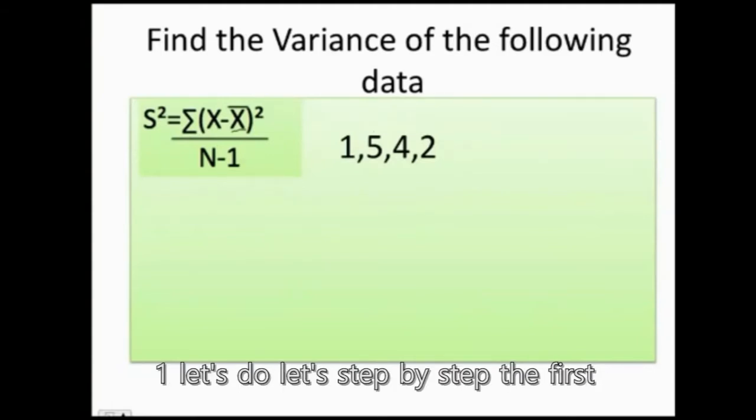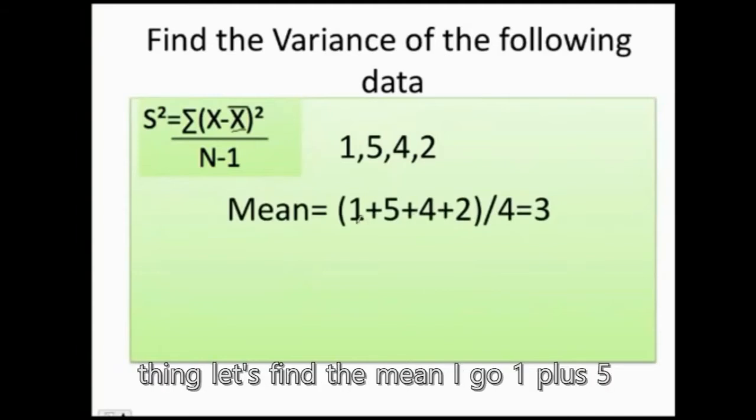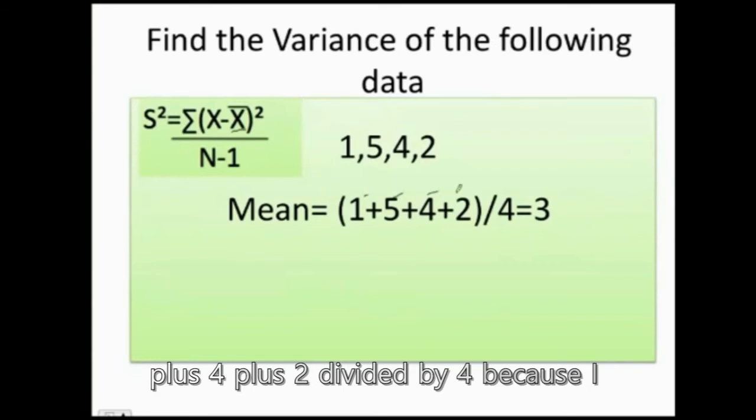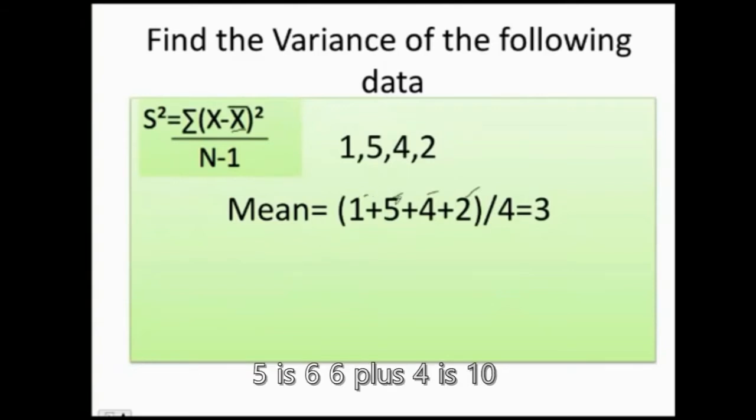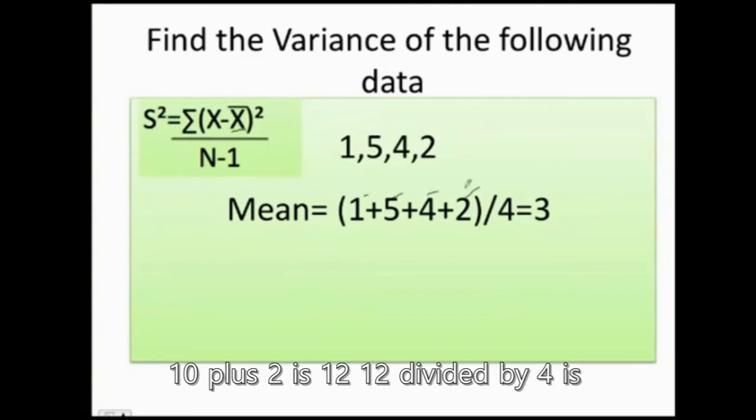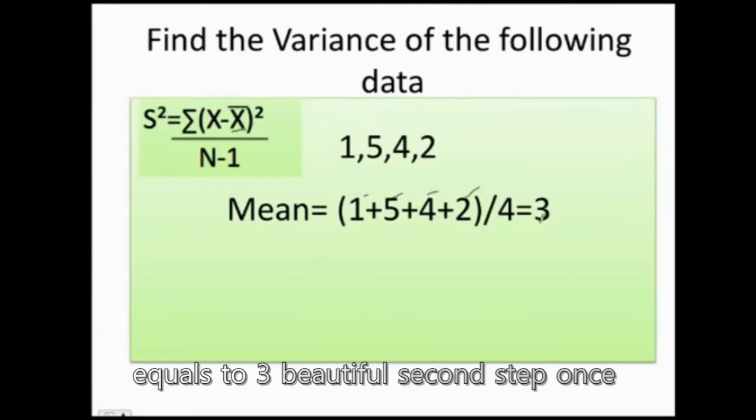Let's do it step by step. The first thing, let's find the mean. I go 1 plus 5 plus 4 plus 2 divided by 4 because I have 4 items: 1, 2, 3, 4. Let's do it. 1 plus 5 is 6. 6 plus 4 is 10. 10 plus 2 is 12. 12 divided by 4 equals 3.